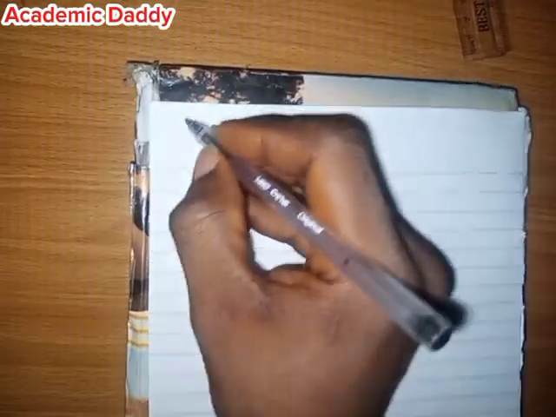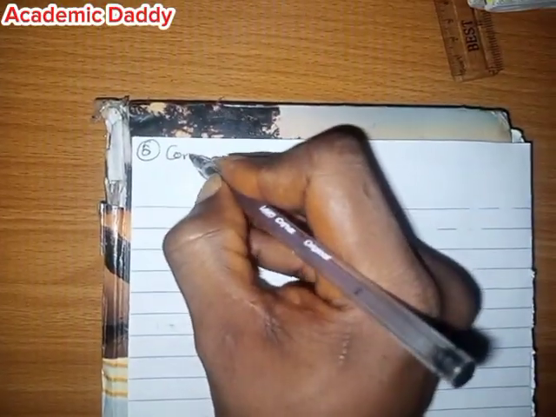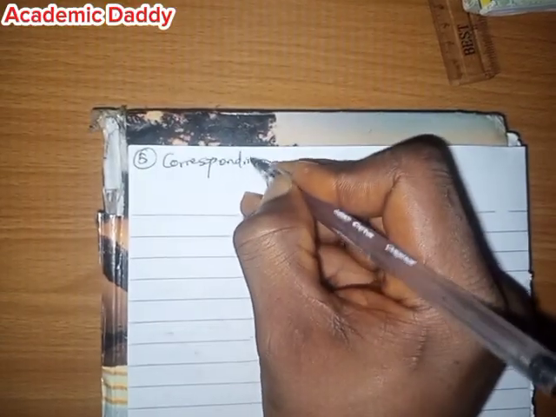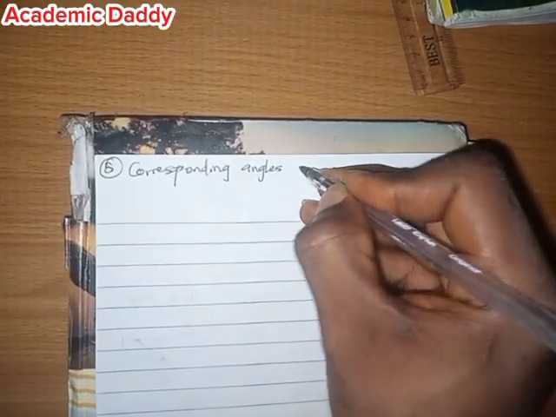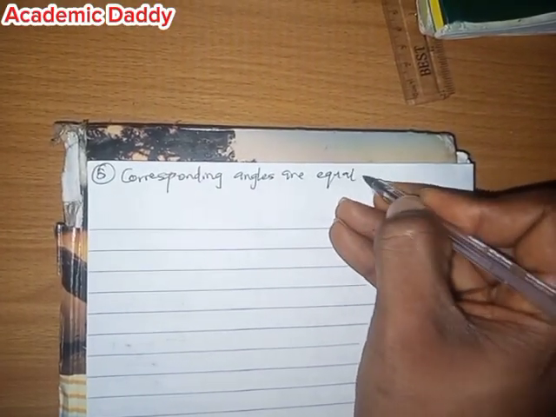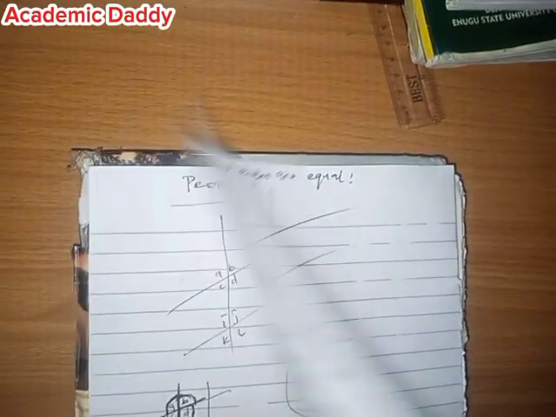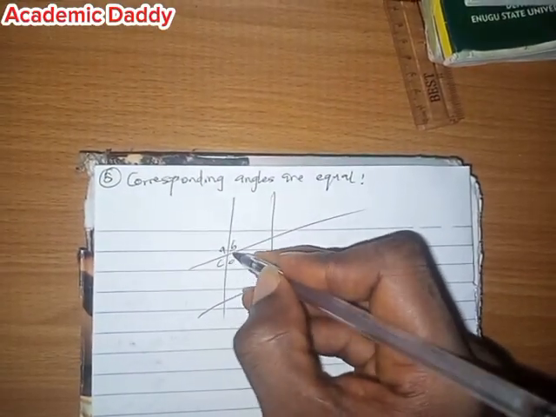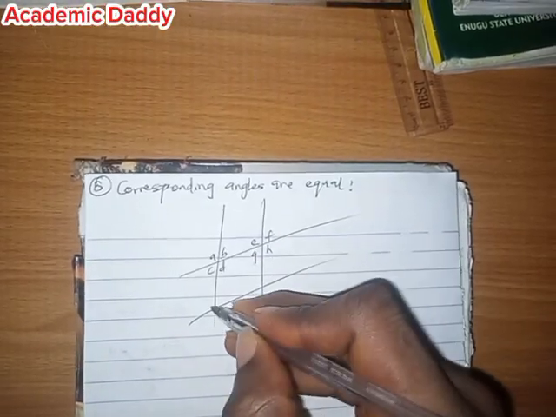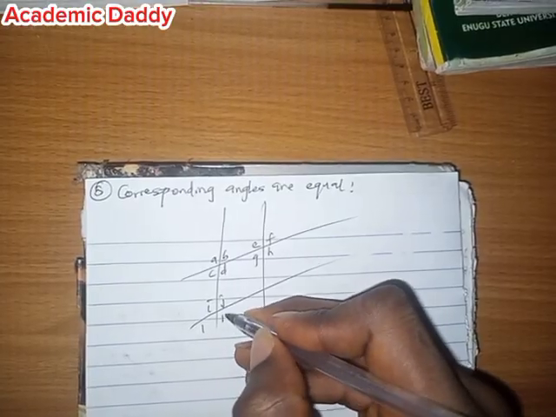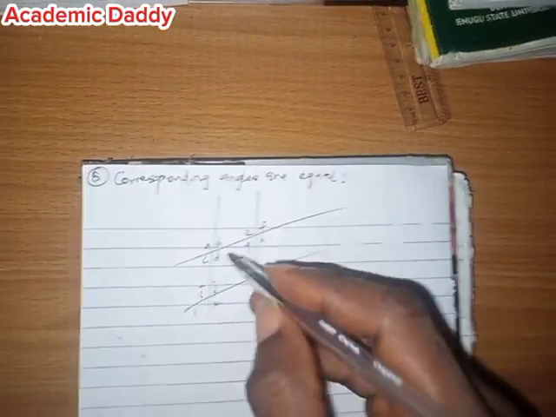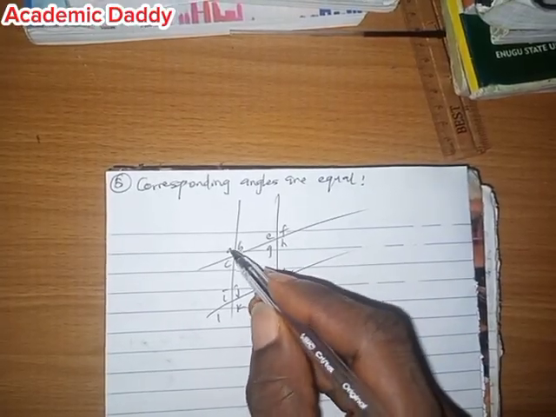So the fifth property: corresponding angles are equal. So let's say I have this and I have this and I have this and I have this. I want to maintain A, B, C, D, E, F, G, H, I, J, K, L, M. So see, whenever you hear corresponding, corresponding means the same position.